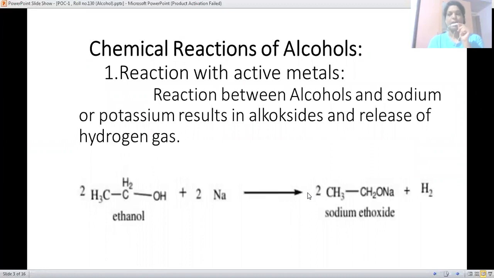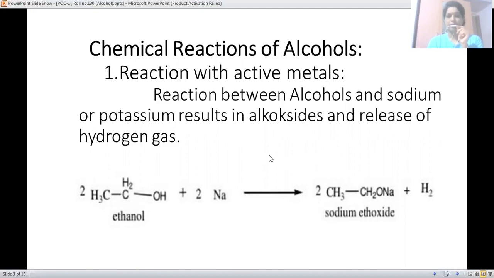Now the chemical reactions of alcohol. There are different types of chemical reactions of alcohol, and in these chemical reactions, they produce certain useful derivatives from the alcohol with the addition of different types of compounds. First, the reaction with active metal.